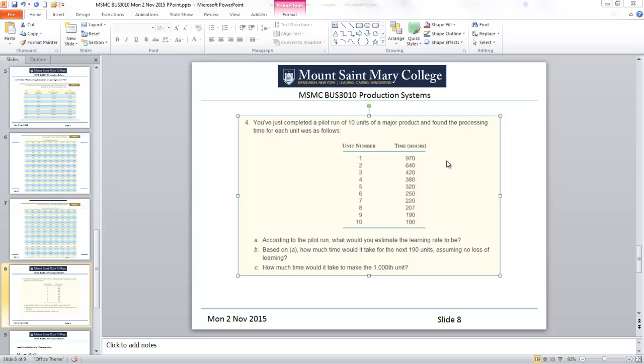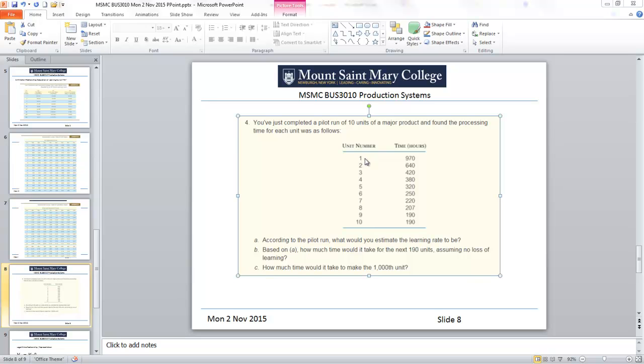So we should be thinking in terms of a learning rate of about 70%, because if we've removed 30% of the time, that defines the learning rate. That means that we're at a 70% learning rate. So these are the numbers we'll use. And the first part of the question asks, according to the pilot run, what would you estimate the learning rate to be?